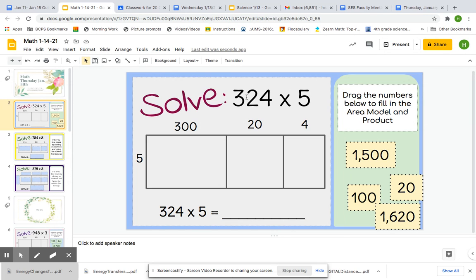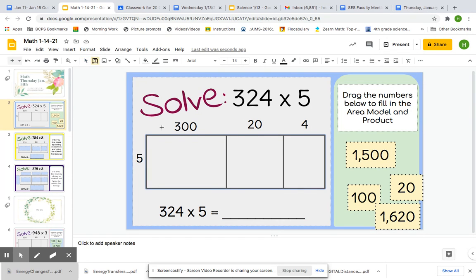So if we were setting that up, we would break apart 324 into expanded form. So the 3 is worth 300. The 2 is worth 20. The 4 is just worth 4. And we're multiplying all of those numbers by 5. So in this box, we'll do 300 times 5. And in this box, we'll do 20 times 5. This box will do 4 times 5.